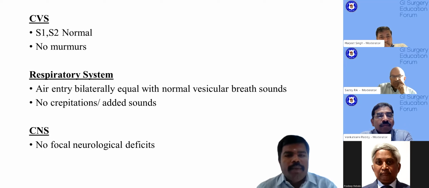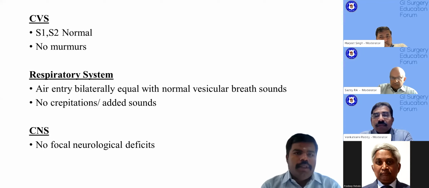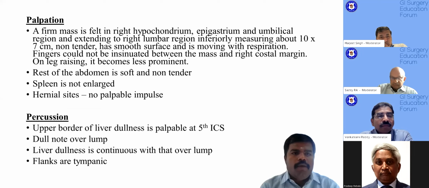Coming to other system examination, cardiovascular system, normal S1, S2 heard, no murmurs, and respiratory system, bilateral air entry equal. We can all read the slides, so you don't have to tell this. You can just skip the slide and save 2 minutes. There is nothing in the other systems, you can just tell that neurology is normal and go on. So don't waste time. Your time is limited.